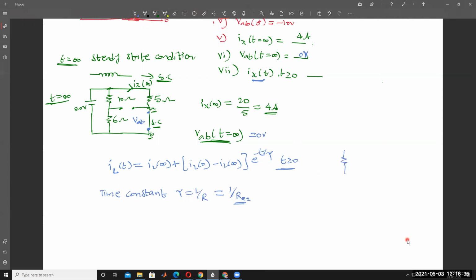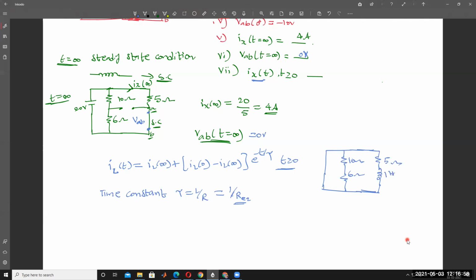This is the 10 ohm resistor. This is the 6 ohm resistor. And the voltage source is short circuited. Right? And this is the 5 ohm resistor, and this is the inductor. After the switching action, this is the 10 ohm resistor and the 6 ohm resistor. So what is this? 5 ohm resistor and 1 Henry.